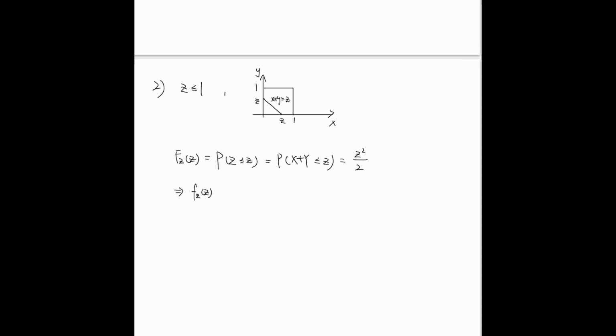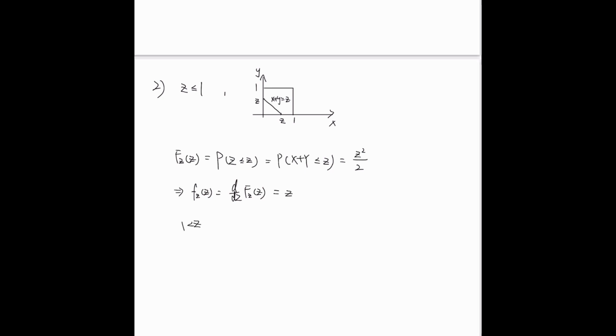First, when z is less than or equal to 1, the graph is shown. F_Z(z) equals the probability of Z less than or equal to z, which equals the probability of X plus Y less than or equal to z. So it equals z squared over 2. And the density function of Z is d over dz of F_Z(z), which equals z.